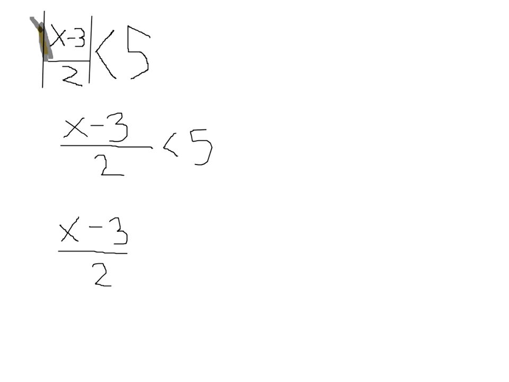Now, the only difference here than what we would have with an equation is that, if it was an equation, both of them would be set as equal to 5 and -5. But since it's an inequality and we're using the opposite, so -5, we have to change the orientation of our sign. So we've got x minus 3 over 2 is less than 5, but we also have x minus 3 over 2 is greater than -5.